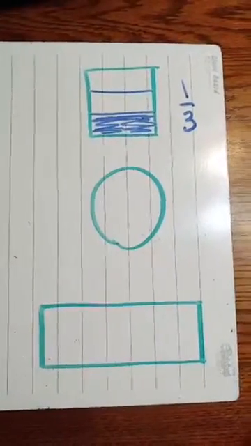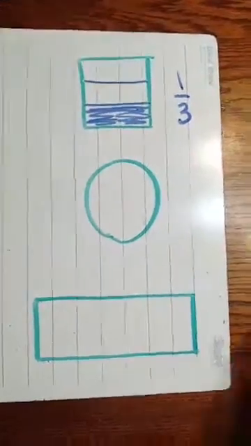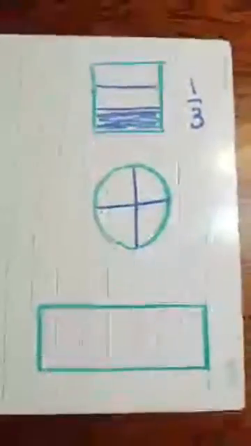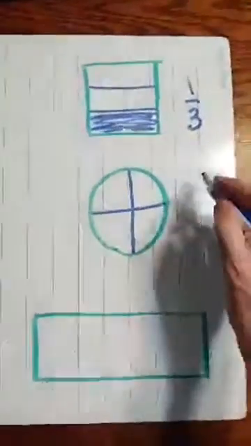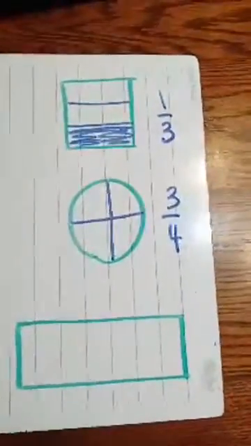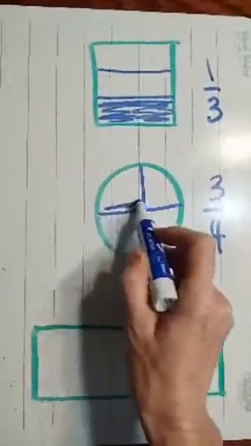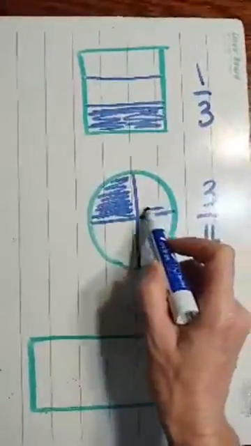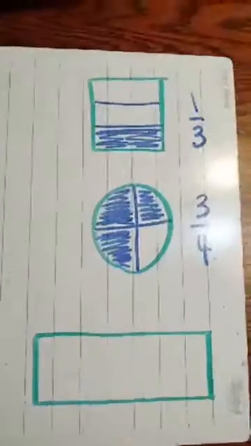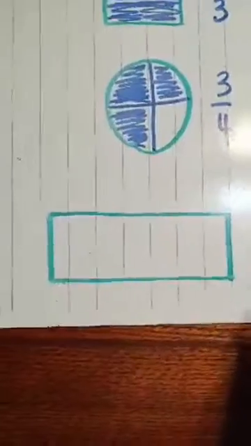Okay, they want this circle divided into fourths. Fourths. You got it. 4 pieces. All right, now they want us to shade 3/4. So how many pieces do I shade? You got it. The top number tells us that we're going to shade 3 pieces. Good job. Okay, last one, and I'm going to do fourths again for this one.